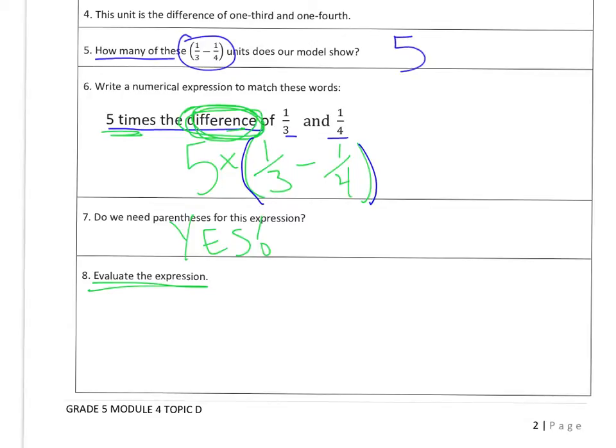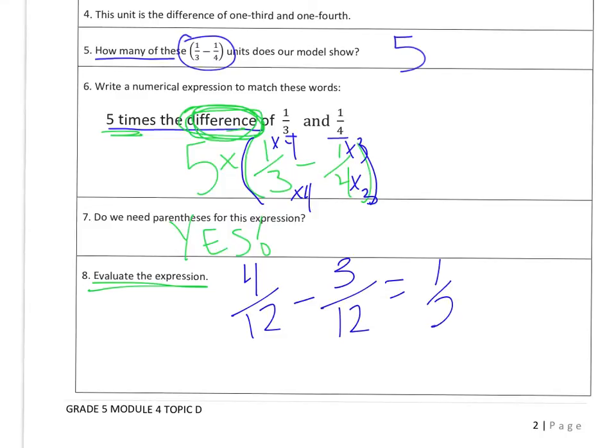So let's see, 1/3, if we turn it into 12ths, we have to multiply everything by 4. So that gives us 4/12 minus, if we're going to turn fourths into 12ths, we have to multiply by 3, minus 3/12. Okay, so 1/12. So our parentheses, 1/3 minus 1/4 equals 1/12.